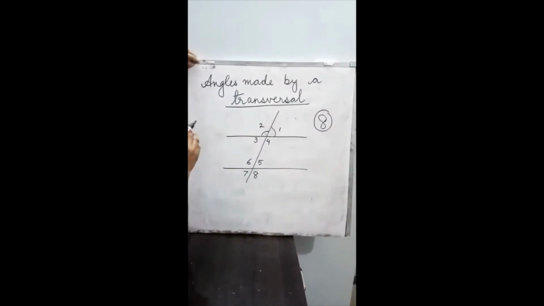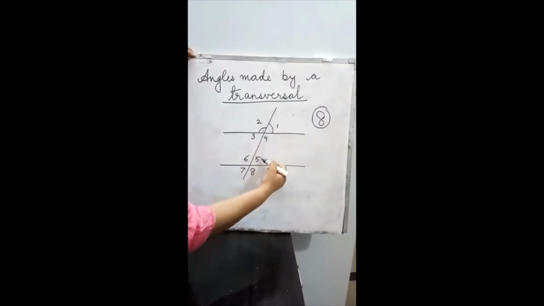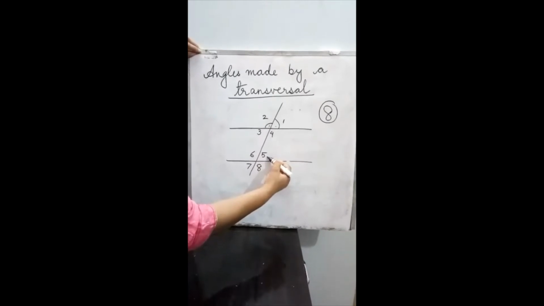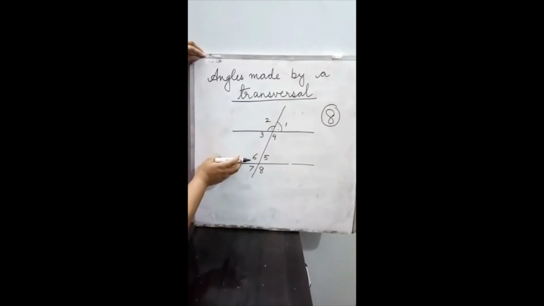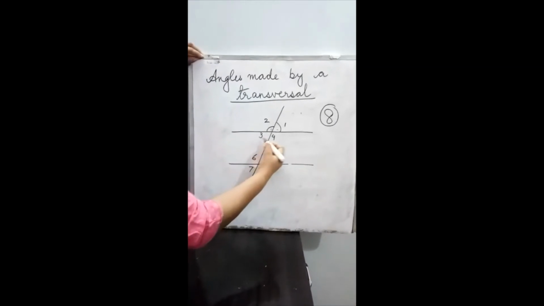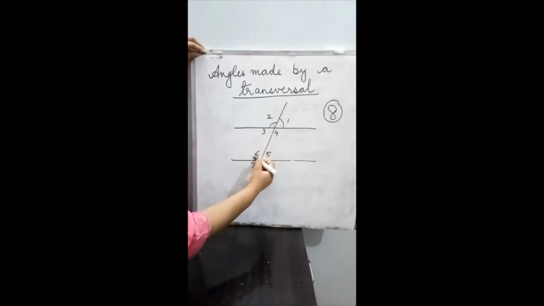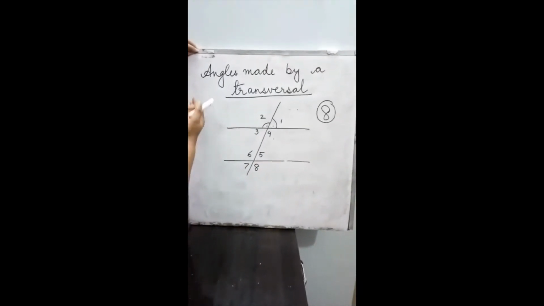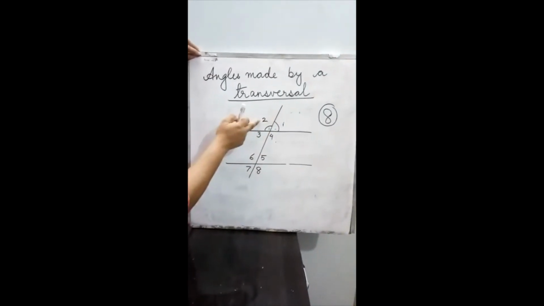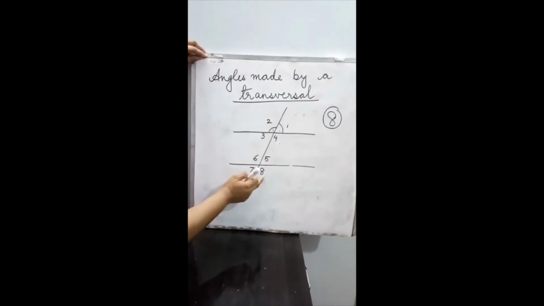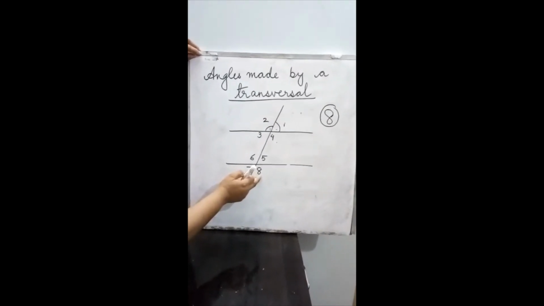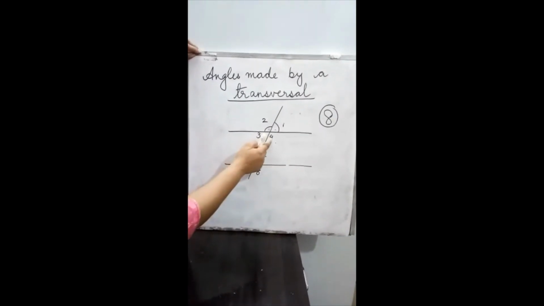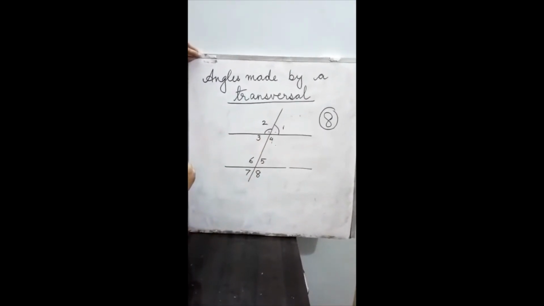Now let's talk about interior angles. Angle 4 and angle 5, which are near to each other on one side, are interior angles. Angle 3 and angle 6 are interior angles. Angle 3 and angle 4 are interior angles. Angle 6 and angle 5 are also interior angles. Now exterior angles are those which are outside the line. Angle 1 and angle 2 are exterior angles. Angle 7 and angle 8 are exterior angles. And for these interior angles, their sum will be 180 degree. So angle 4 plus angle 5 is equal to 180 degree.